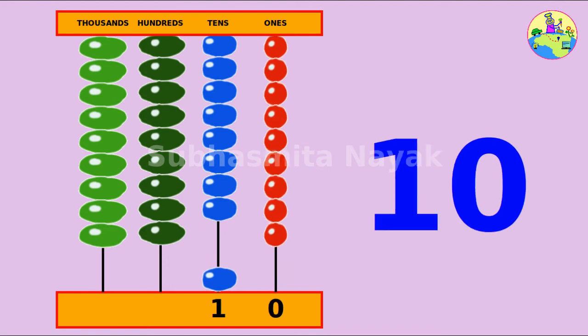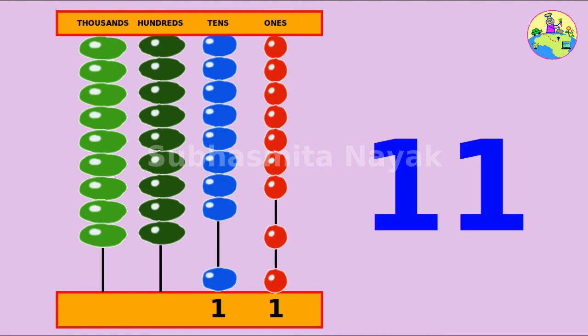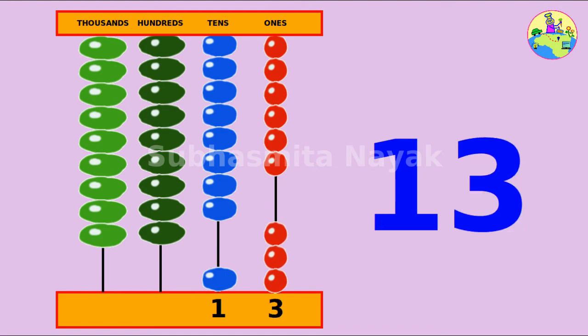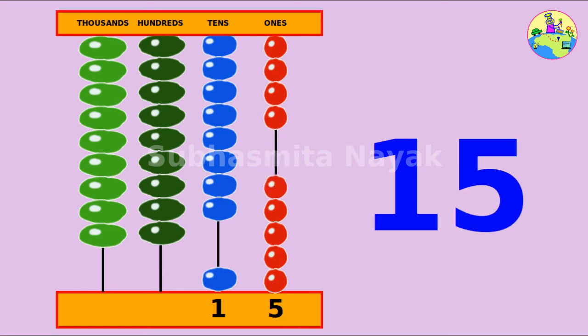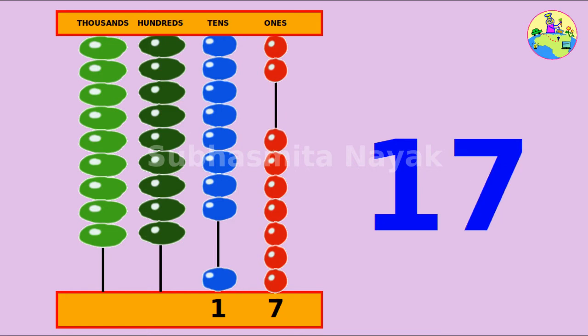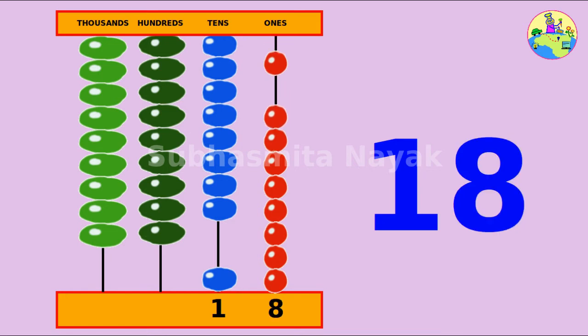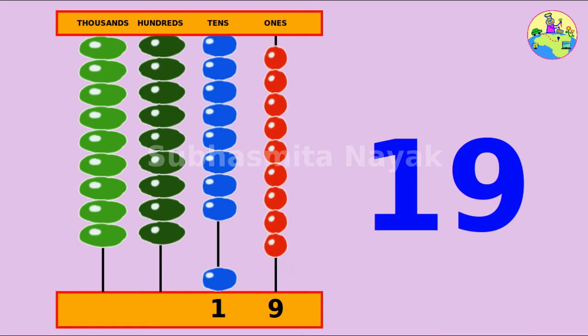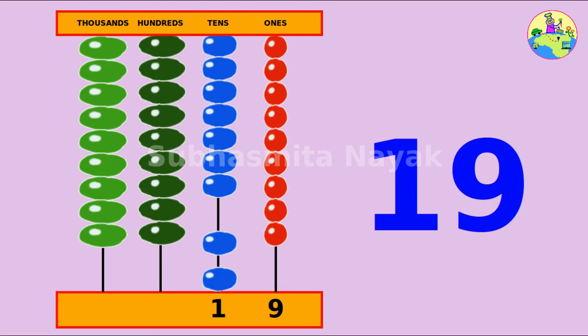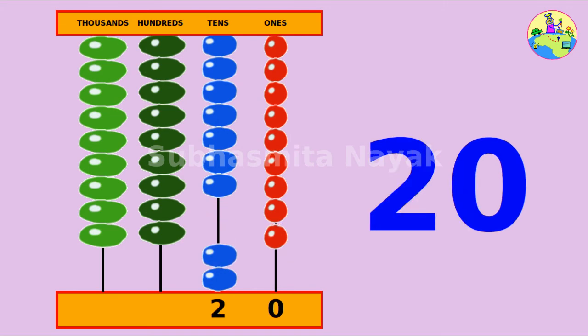This is 11, 12, 13, 14, 15, 16, 17, 18, 19. Again, instead of 10 small beads, we will take one more big bead in tens place. So it is 20.